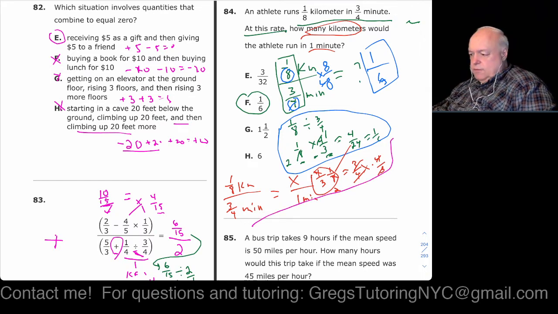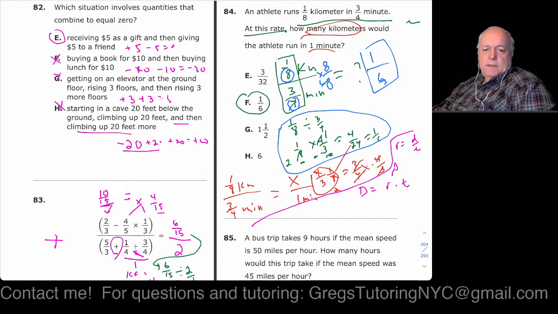So if we envision this as the distance equals the rate times the time, right? And as a sidebar to that, we also have rate is equal to distance over time, right? And then time is equal to distance over the rate, all right? So in this case, it's actually the rate we're trying to figure out.